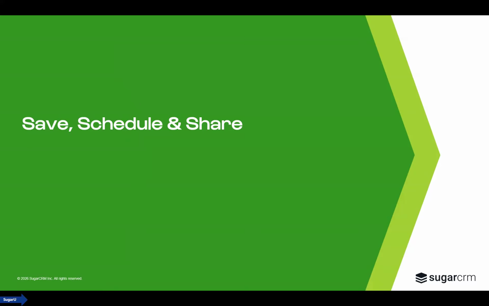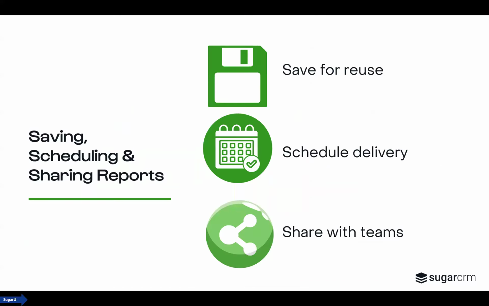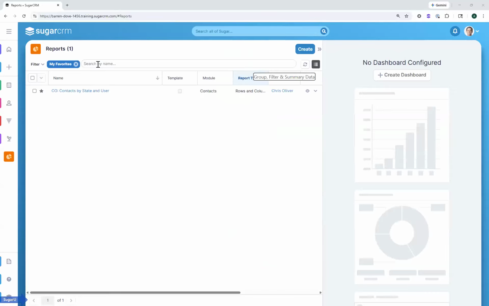So save for reuse, right? You can save any type of report you want. If you just click preview and you don't ever save it, then it's gone. You go somewhere else, that report you just created is over. So make sure you go to the very last step and then you can save, schedule the report and share it.